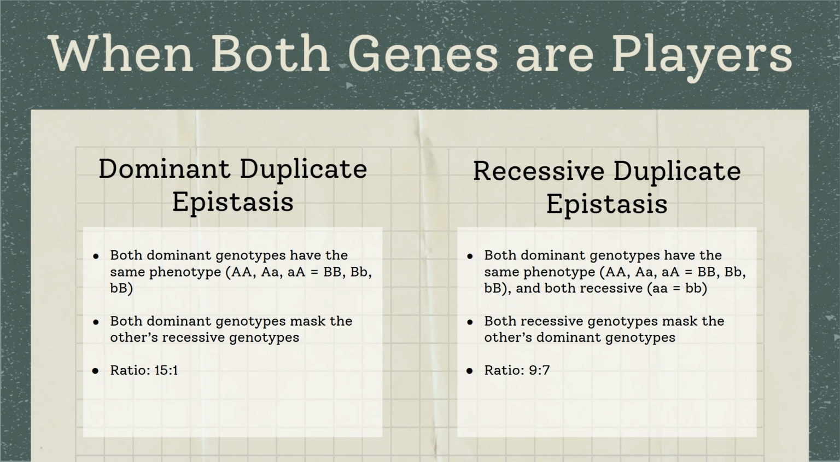So recessive duplicate epistasis happens when both the dominant phenotypes are the same thing and both the recessive phenotypes are also the same thing. So it's adding on to this. And both the recessive genotypes are going to mask the other's dominant genotype. So the ratio here is going to be 9 to 7. That means if you have a double homozygous recessive, then no matter what the other one is, it's going to be that sort of trait. But if you have a double homozygous dominant or a heterozygous, then it's going to be the other trait.